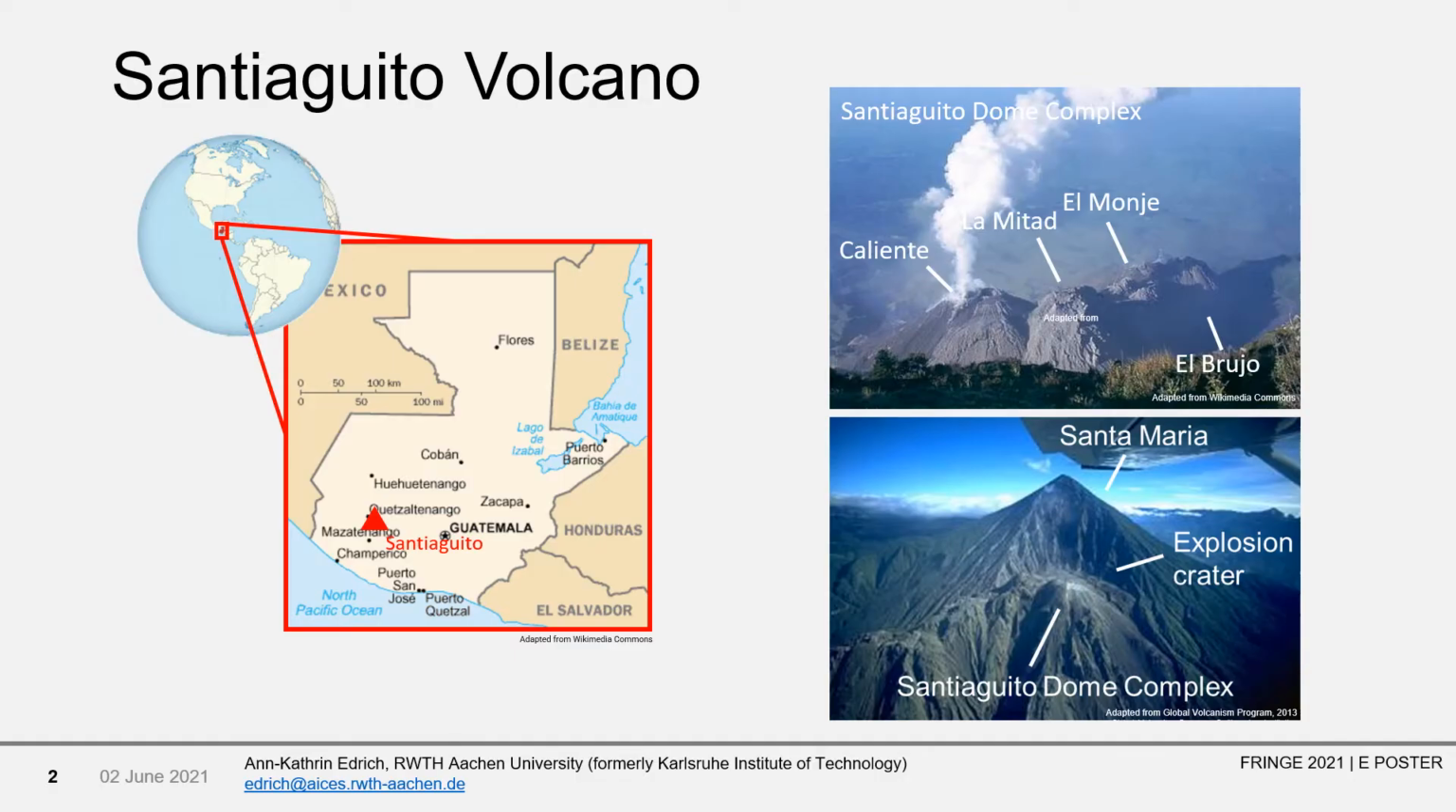First, I would like to present our location of interest, Santaiguito volcano. It is a Guatemalan volcano which is located in an eruption crater at Santa Maria volcano's flank, which originated from the 1902 Santa Maria eruption. You can see that on the bottom right image. Santaiguito is a complex of 4 volcanic domes, which you can see on the top right image, of which only the oldest one, Caliente, is still active and therefore the area of interest of this study.